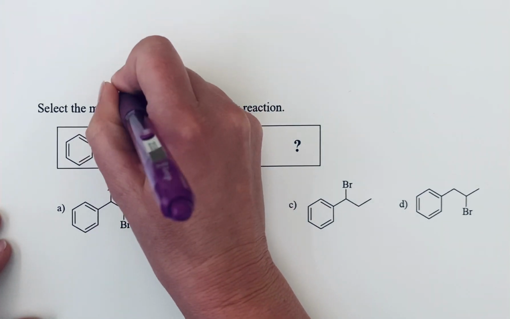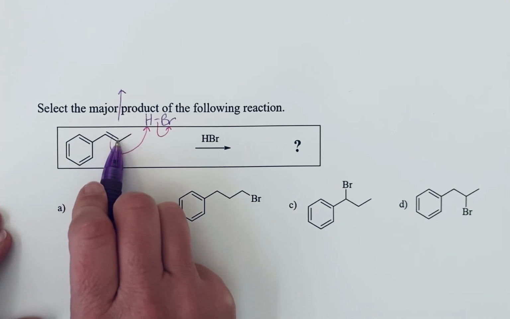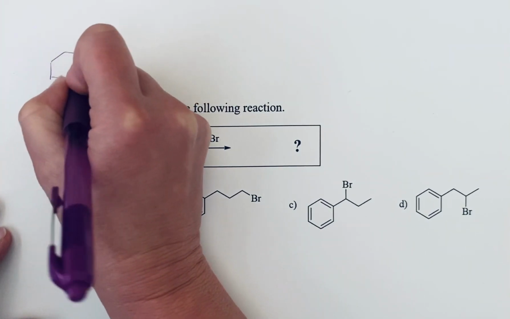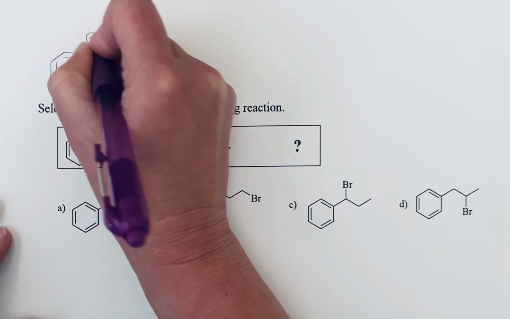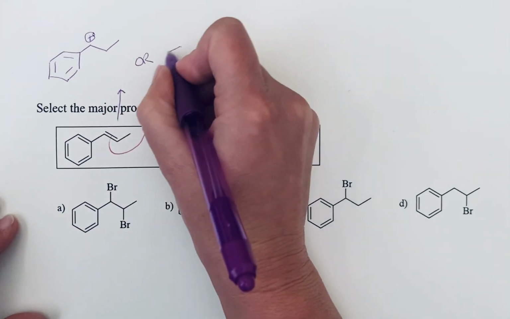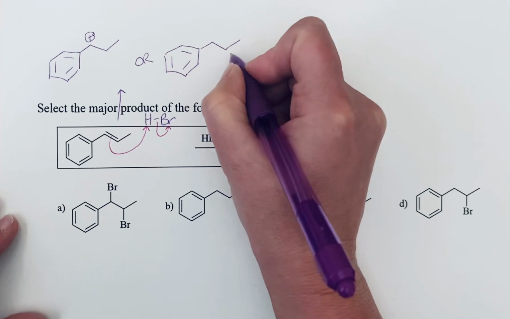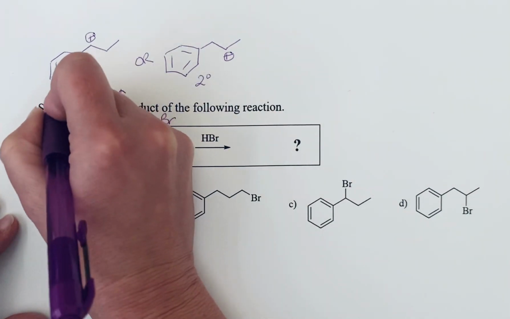distinguishes them. So first I'm going to draw a carbocation here, and the next one I will draw will be on the next carbon over, so depending on where that hydrogen adds. So we could potentially form this secondary carbocation, or we could form the secondary cation on the other carbon. So these are both secondary.